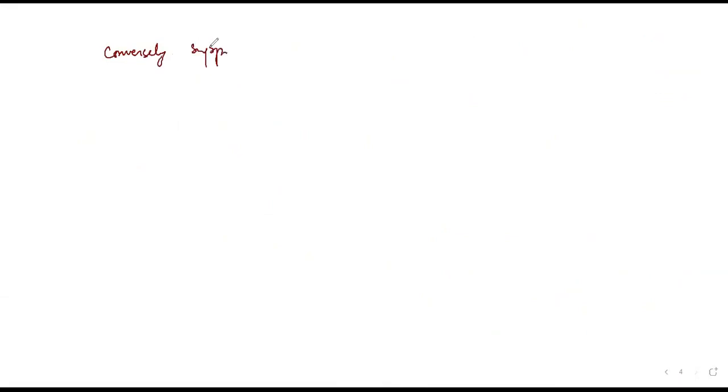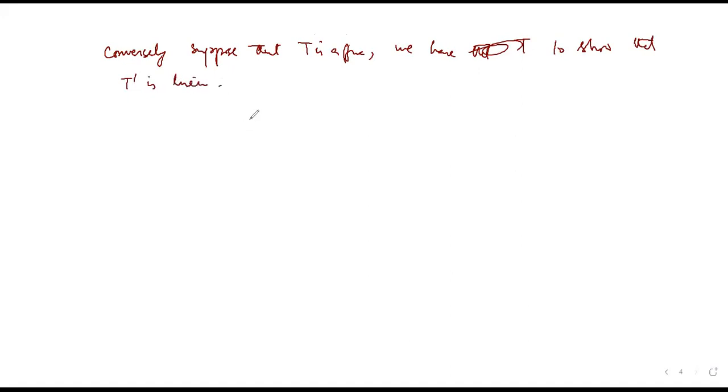Conversely suppose that T is affine. I have to show that T dash is linear. तो मैं T को affine मानता हूँ और मुझे दिखाना है T dash is linear. Now T dash जो है, I've got T dash of x is equal to T of x minus T of 0.